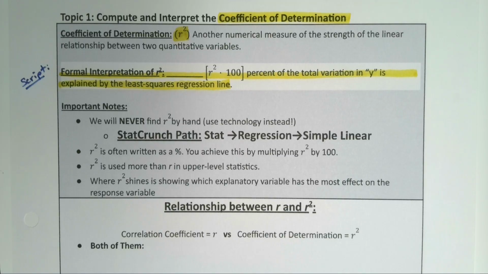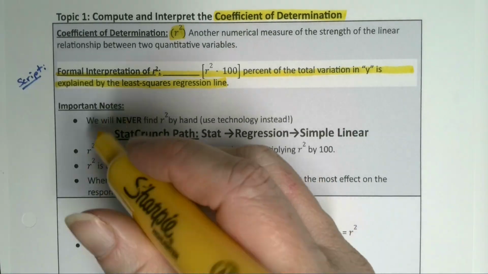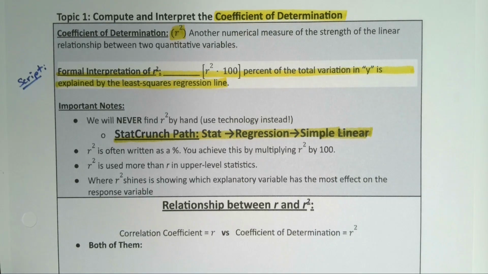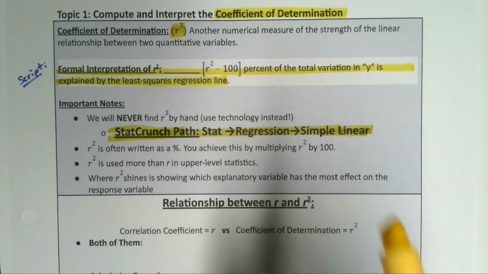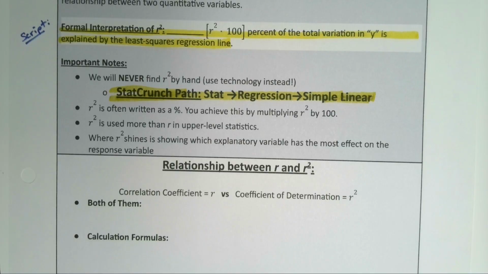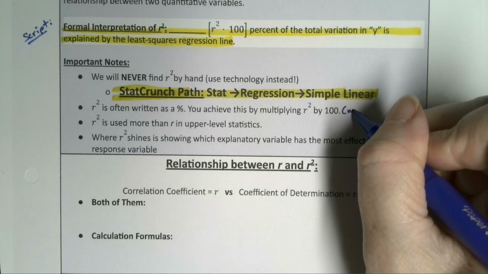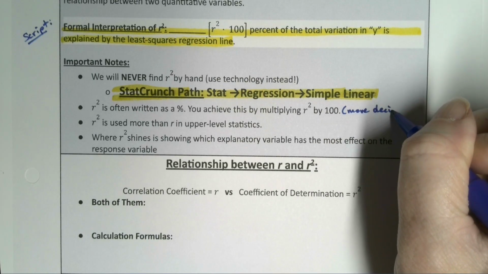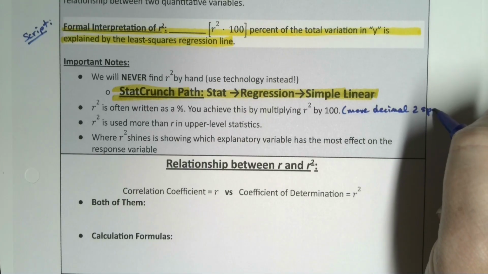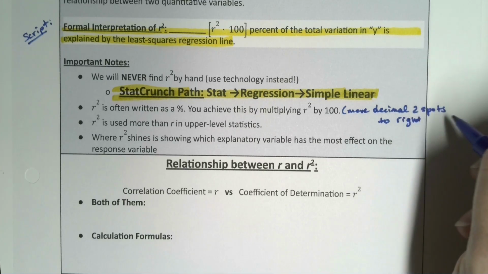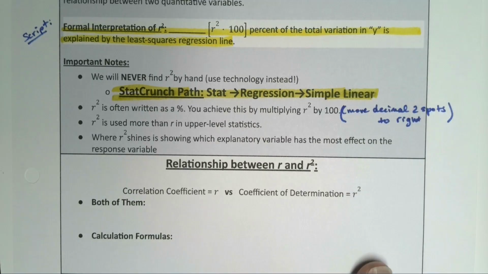We're never going to find this by hand because we never find r by hand. And the StatCrunch path for finding it is the same as it is throughout Chapter 4. It's Stat, Regression, and then Simple Linear. Okay, so we often write r squared as a percentage, usually by multiplying by 100 to turn it into a percent. In other words, you move the decimal 2 spots to the right. That's what multiplying by 100 would accomplish.